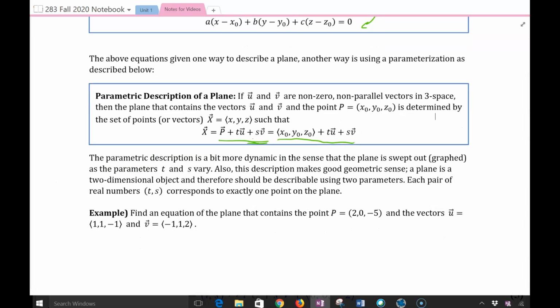All right, so what we're going to do in this example, and we'll get to that in a little bit, is find an equation of the plane that contains a given point and some given vectors. Before we do it, let's take a look at this in Maple a little bit. I'm going to graph a plane, and then we're going to come back and solve this example here.